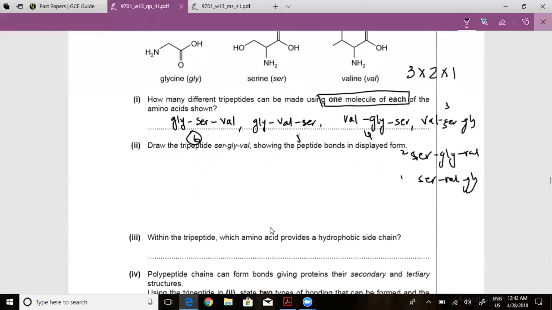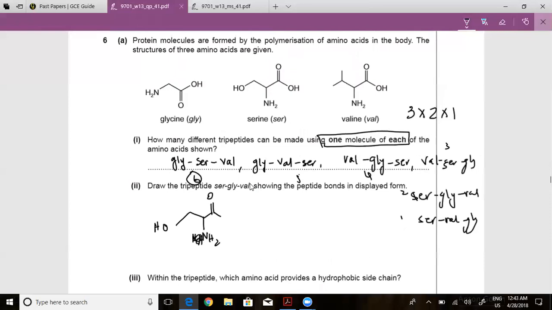You can draw the tripeptide Ser-Gly-Val. You start with the Ser, you get an OH, NH2, OH. Now that OH is going to react with Gly. So Gly's NH2 will attach. That means N goes here, H goes here. That H reacted with the OH and it went away as a form of water. Now again, this O will react with its NH2.